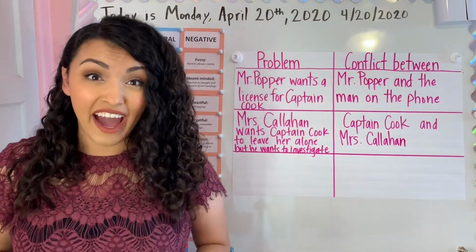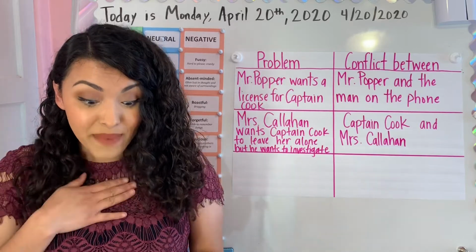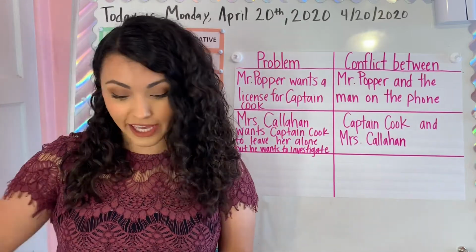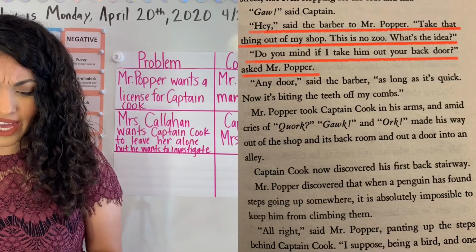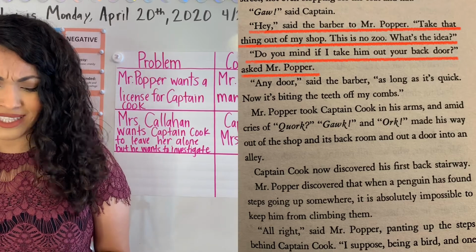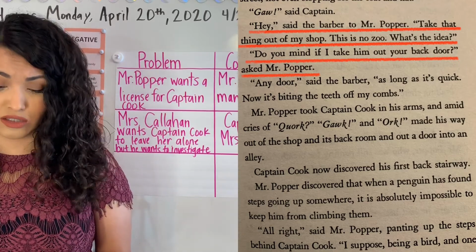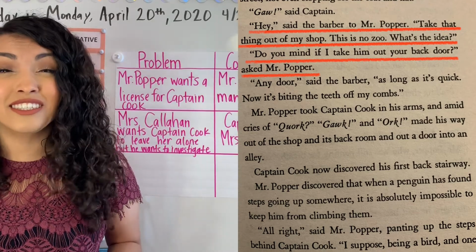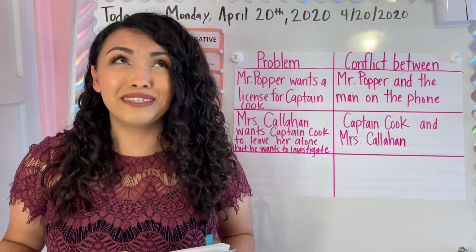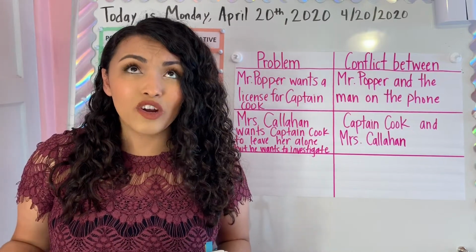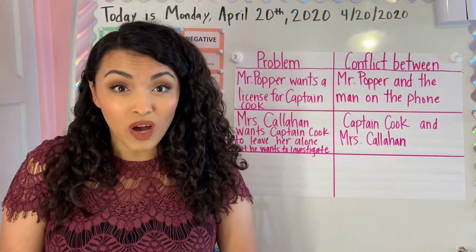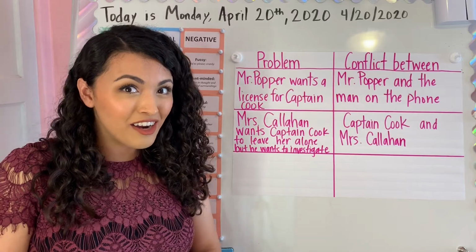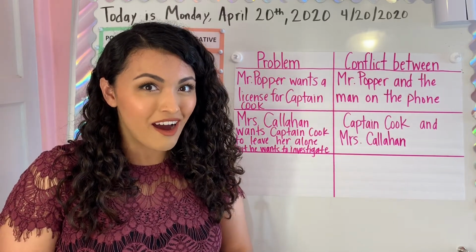Well, scholars, that is great evidence. My evidence was when Mr. Popper, on page 59, it says, "Hey," said the barber to Mr. Popper, "take that thing out of my shop. This is not a zoo. What's the idea?" And if I kept reading, this supports that the barber doesn't even want to have the penguin or Captain Cook with him. So I want to know too, what did you write on your chart?